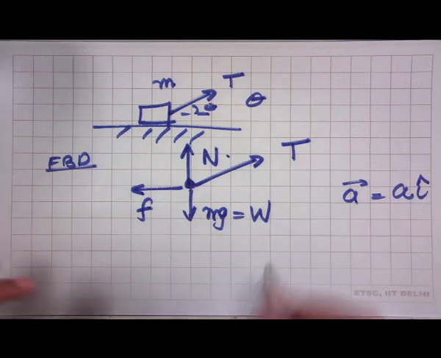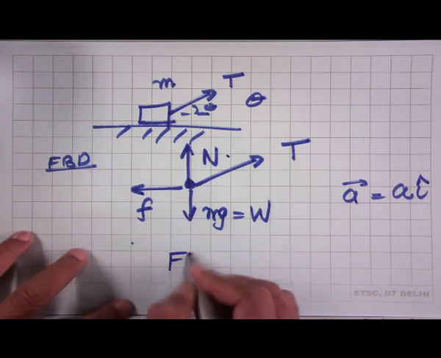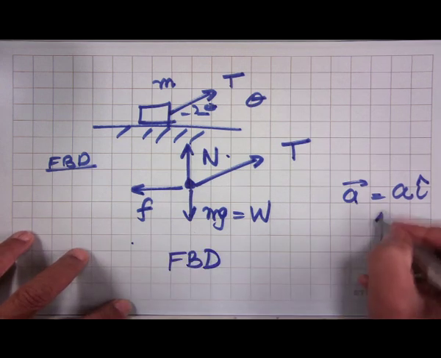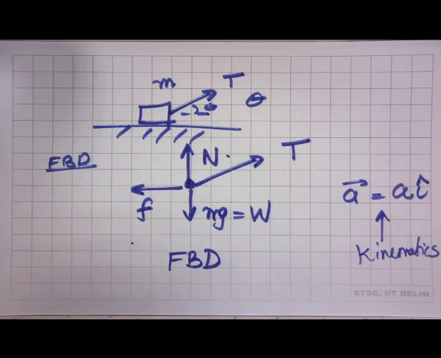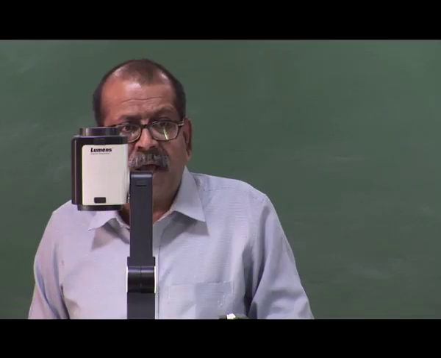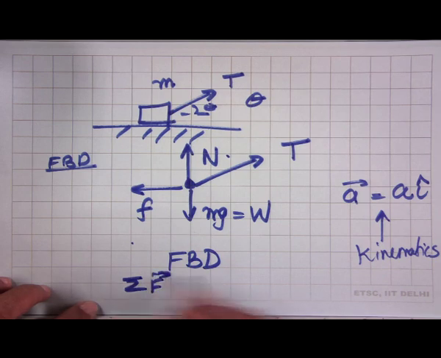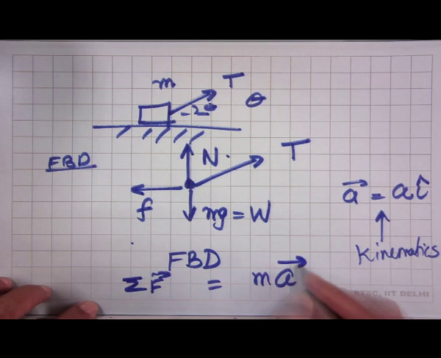So, on one side we draw the free body diagram, on the other side we have kinematics. So, when you solve a problem, you draw the free body diagram and you write the kinematics equation, and then all you have to do is sum of forces is equal to m times a.